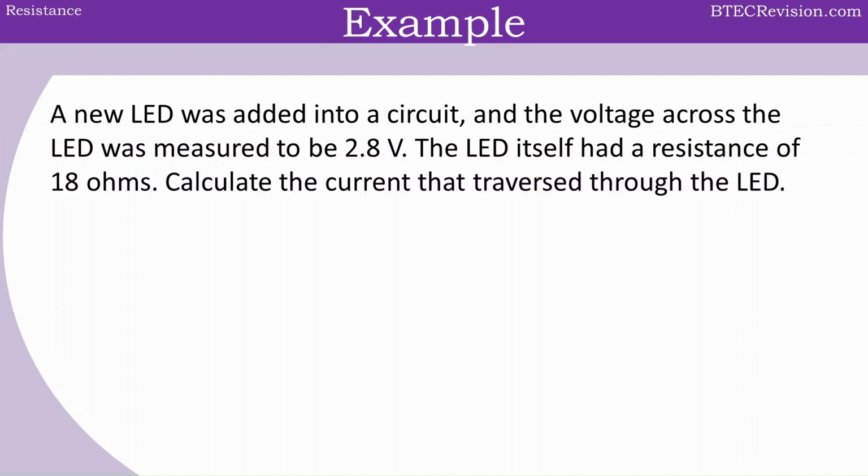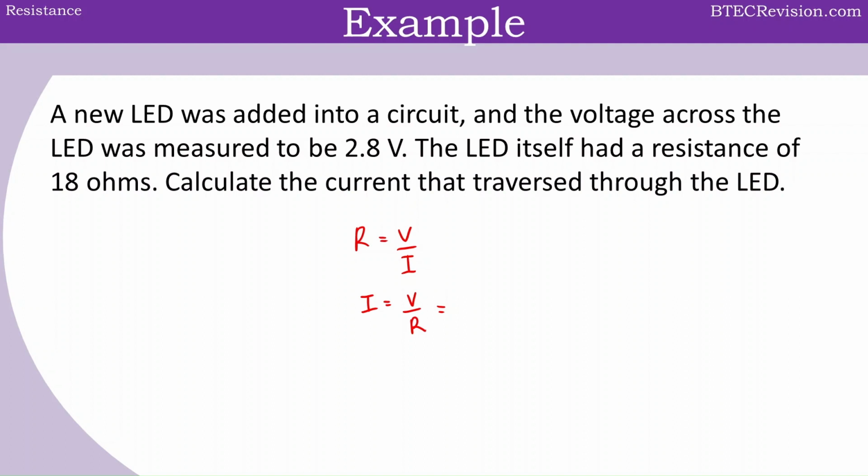A new LED was added into a circuit, and the voltage across the LED was measured to be 2.8 volts. The LED itself had a resistance of 18 ohms. Calculate the current that traversed through the LED. We can start by writing down our equation. R equals V over I. Now we need to rearrange for current, so we would multiply both sides by I and divide both sides by R to give us I equals V over R.